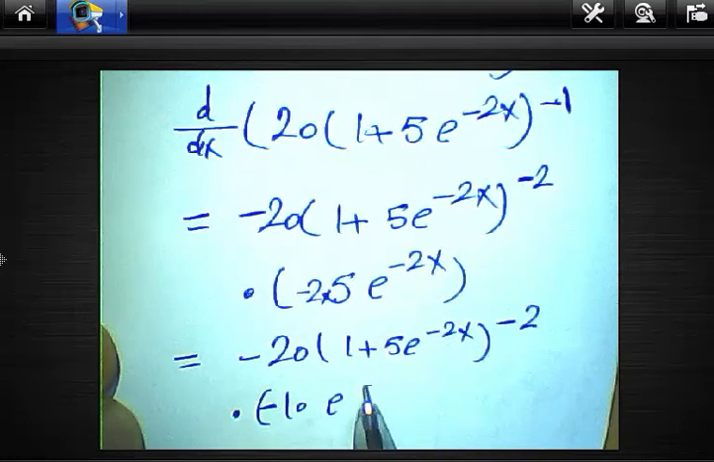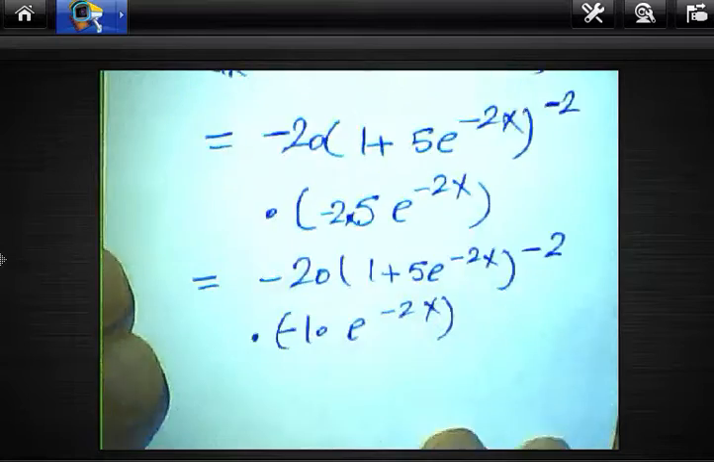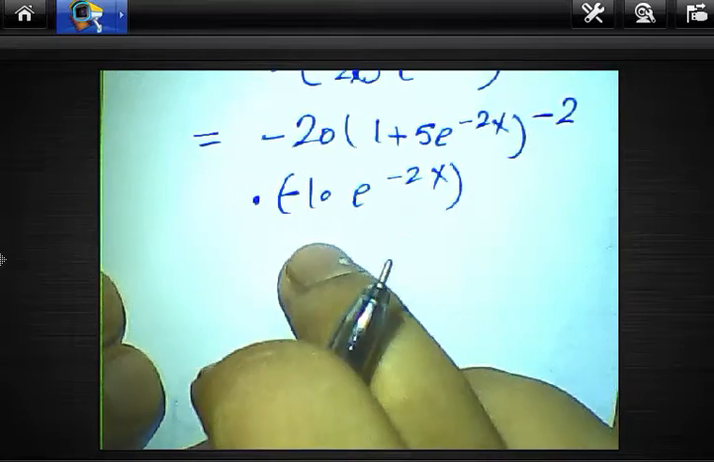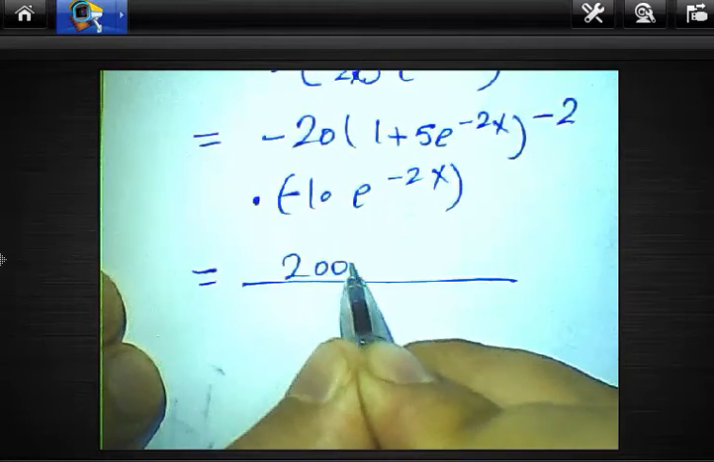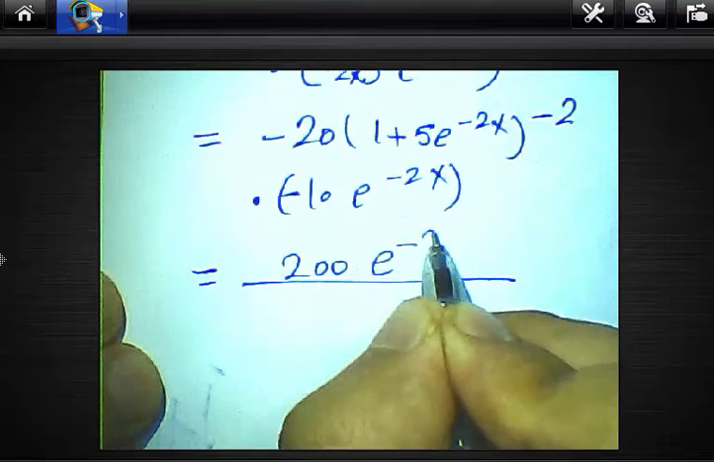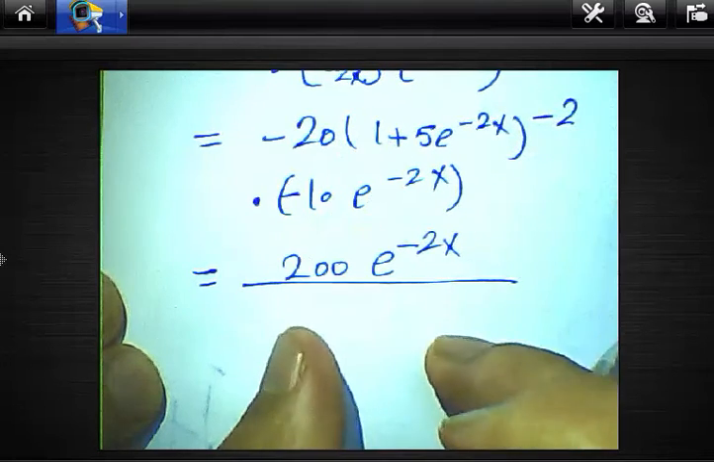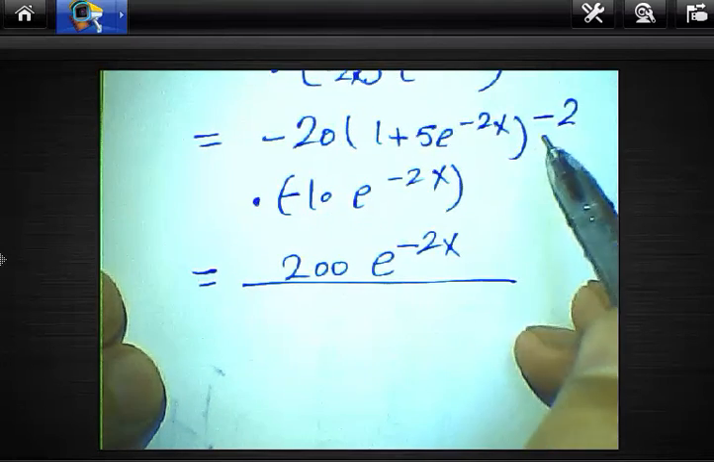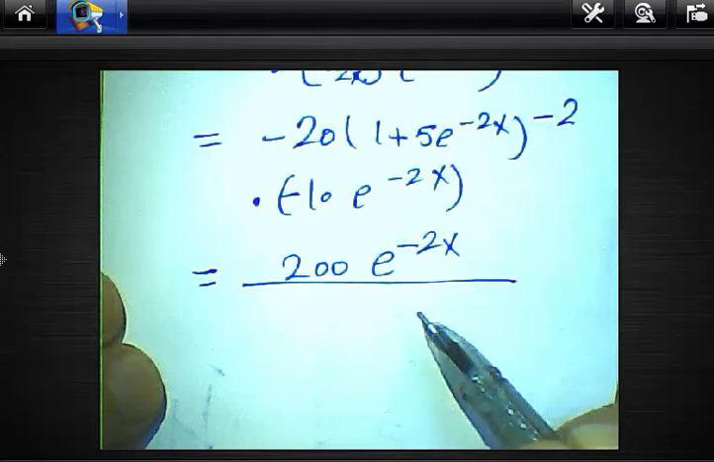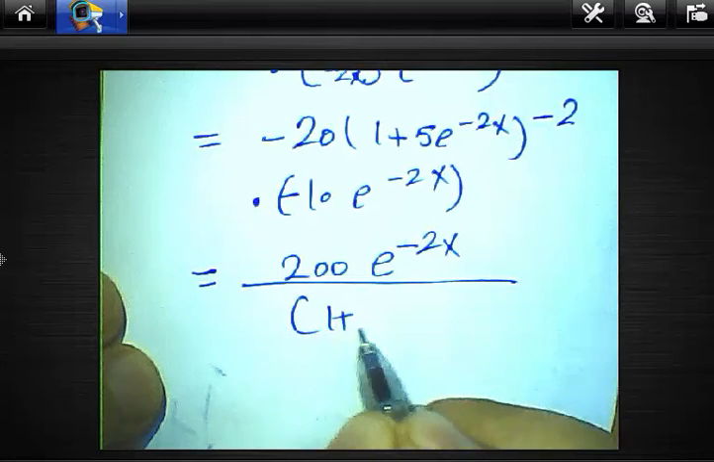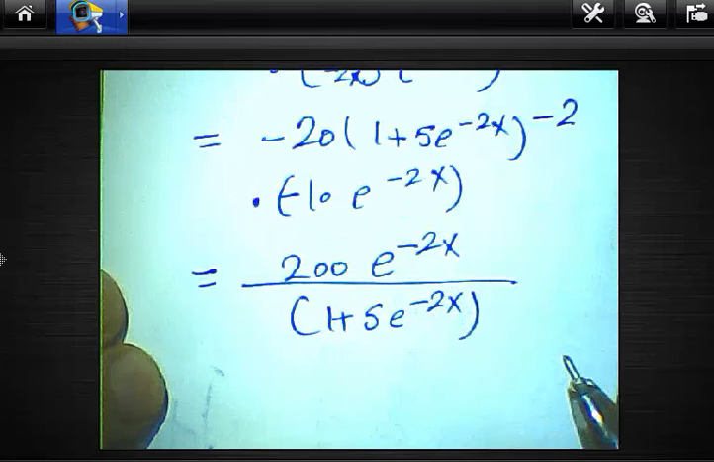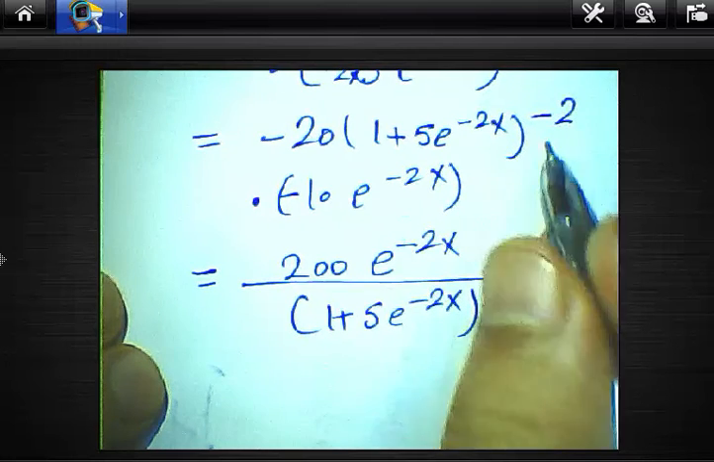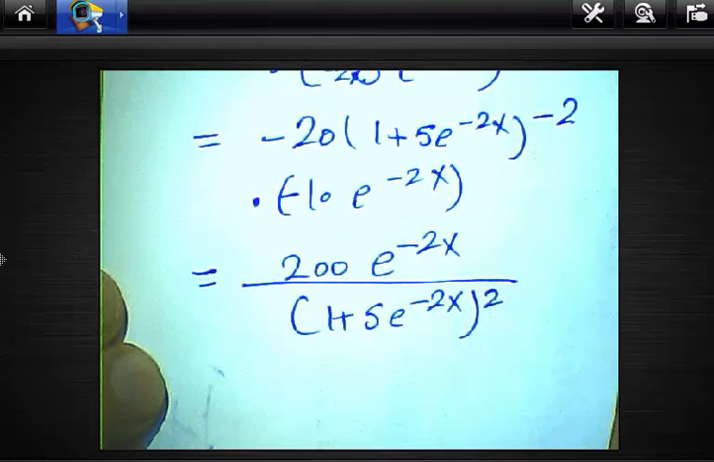Again, negative 10 e power negative 2x, and we can simplify it here. Negative 20 multiplied by negative 10 equals 200. We write 200 multiplied by e power negative 2x, and because we have a negative power we write this expression in the denominator, with the inverse 1 plus 5e power negative 2x, all power 2. Convert the sign here. It's okay. Another example.